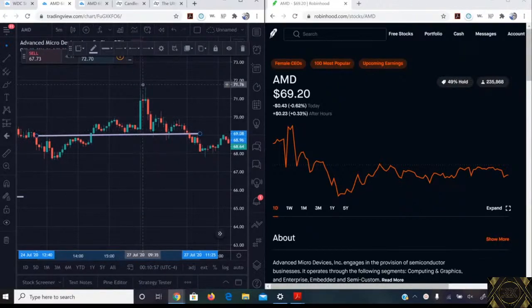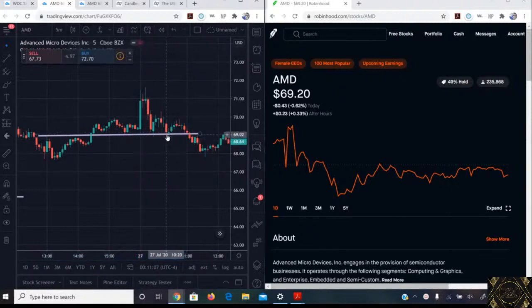But then you see we rode up, and this would have been a good point to take profit once you saw this unsure candle. Even if you did not hold till this candle, this would have been your clue to take profits here. So that's how you use those.